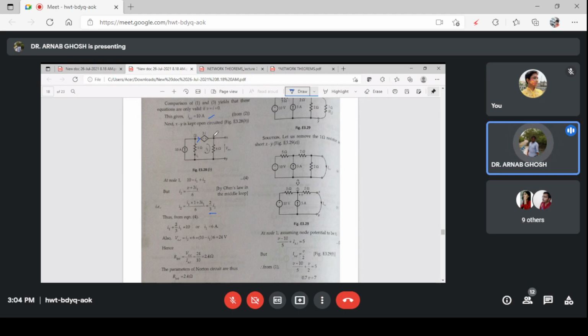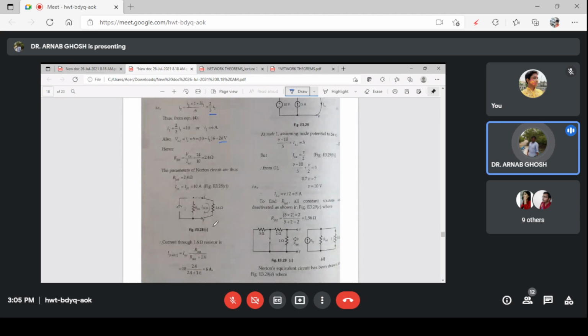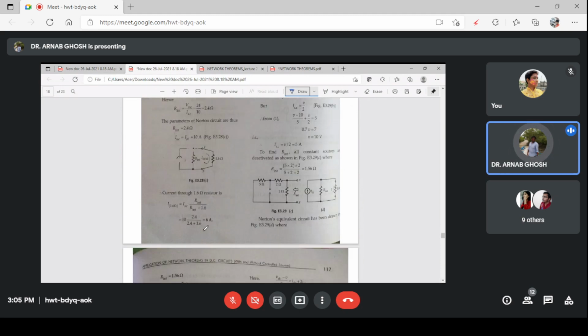VOC, if this is VOC, the voltage across 6 ohm is also VOC. So this is 24 volts. So your R internal or R naught is 4 ohms, and your ISC is 10 ampere. So we are redrawing this circuit. This is 10 ampere. This is 2.4 ohm. This is 6 ampere, the current through the 1.6 ohm resistor.